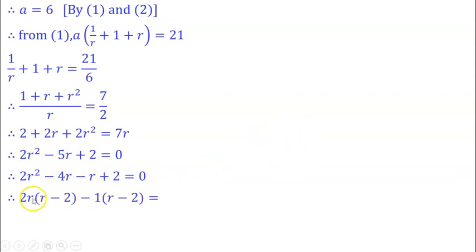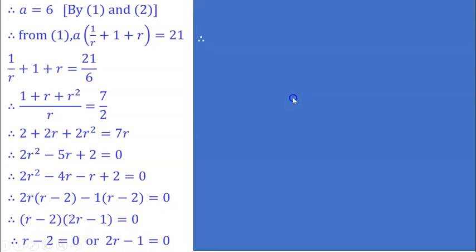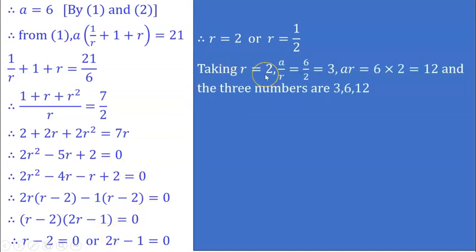Now, therefore, take 2r as common. Then in bracket, you will get r minus 2. From here, take minus 1 as common. From this, take r minus 2 as common. Then the remaining terms are in the next bracket, 2r minus 1 is equal to 0. Therefore, r minus 2 is equal to 0, or 2r minus 1 is equal to 0. And hence, you will get the value of r is equal to 2, or r is equal to 1/2.